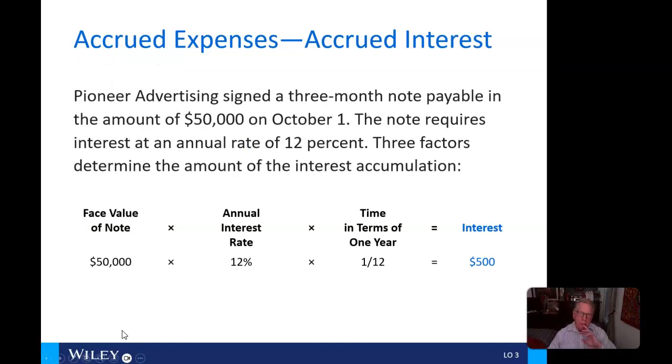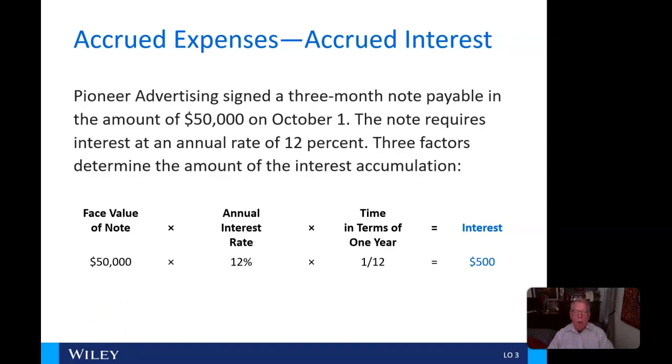So here we signed a 3-month note payable in the amount of $50,000 on October 1. And that note requires interest at an annual rate of 12% to make the arithmetic easy. So we now know what our monthly interest is going to be. We take 12% of $50,000, that's going to be $6,000, and we take 1/12 of that, which will be our interest that we've accrued on a monthly basis.